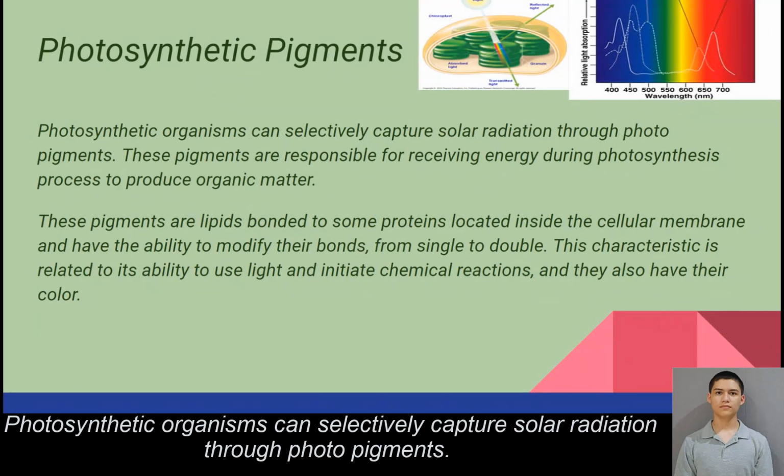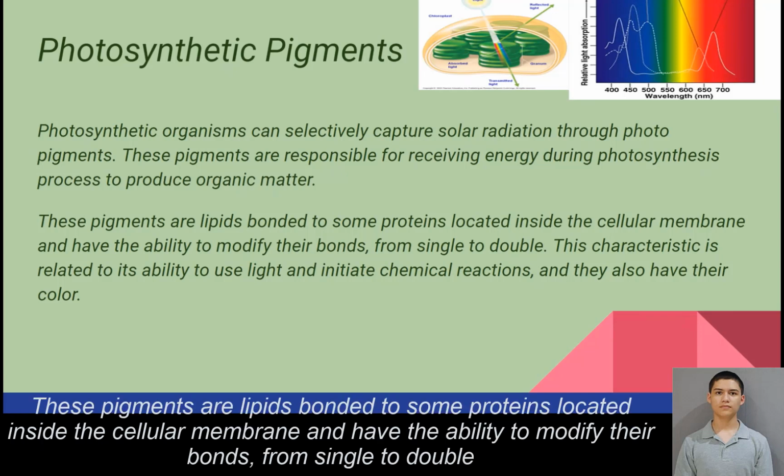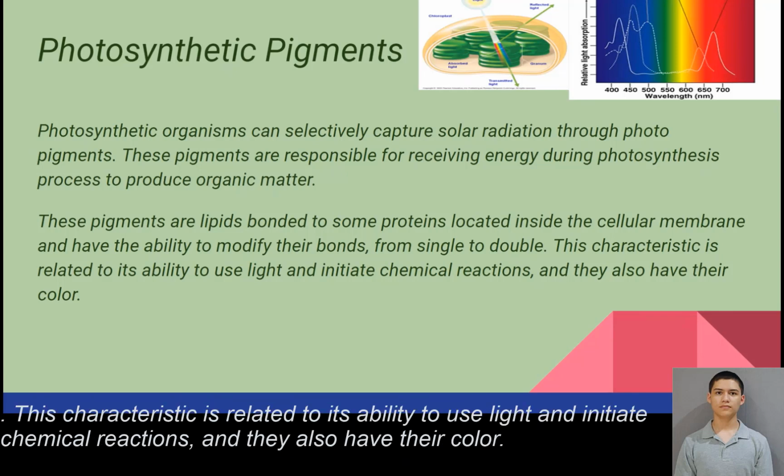Photosynthetic pigments. Photosynthetic organisms can selectively capture solar radiation through photopigments. These pigments are responsible for receiving energy during the photosynthesis process to produce organic matter. These pigments are lipids bound to some proteins located inside the cellular membrane and have the ability to modify their bonds from single to double. This characteristic is related to their ability to use light and initiate chemical reactions, and they also have their color.